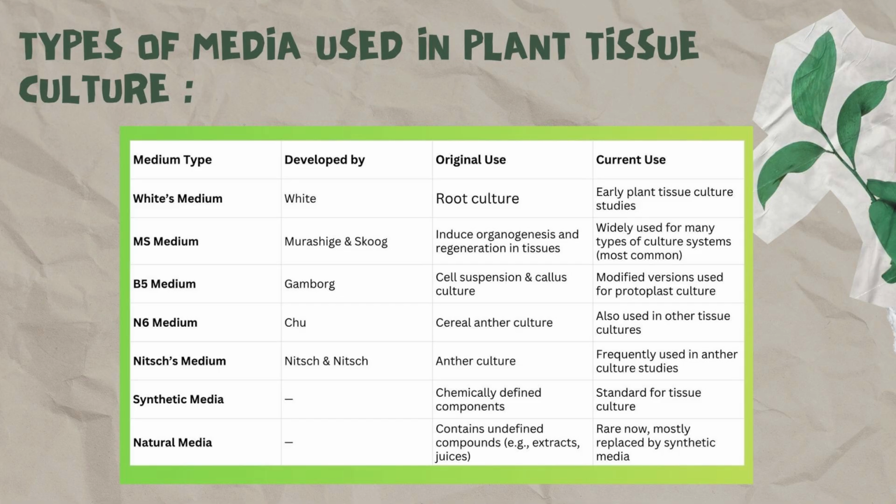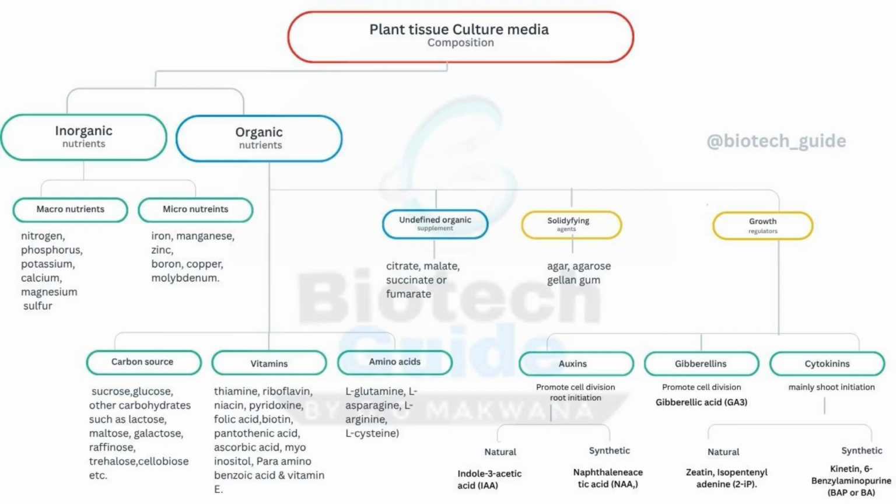Stepping back from specific discoveries, synthetic media include any media where all chemical components are strictly defined. These are now the standard for most tissue culture protocols, giving researchers precise control. Lastly, there are natural media, which contain plant or fruit extracts and juices. Because their composition isn't well defined, they have become rare and are mostly replaced by synthetic media for consistent results. So this is all about our types of media.